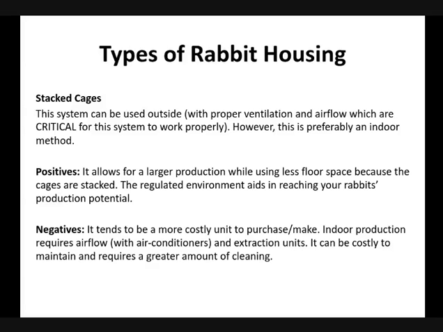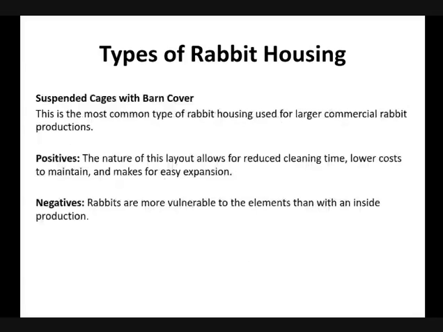Positives for the stacked cages, it allows for a larger production while using less floor space because the cages are stacked. The regulated environment aids in reaching your rabbit's production potential as well. So the negatives are that it tends to be a more costly unit to purchase and make. Indoor production requires airflow with air conditioners and extraction units. It can be costly to maintain and requires a greater amount of cleaning. So consider all of those factors before you actually select the type of housing for your rabbit.